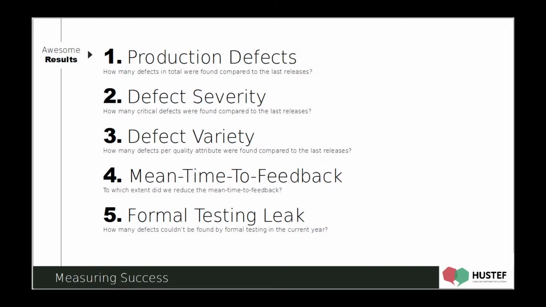And the last thing is the formal testing leak. How many of those bugs that we found by exploratory testing could have been found by our regression? If we had a perfect regression, would they be found by the things we predefined before? Those are the numbers we had with one of our clients.